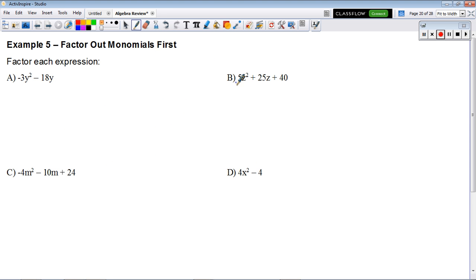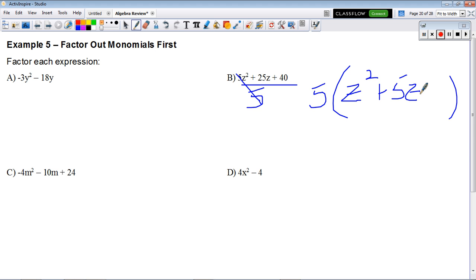If you take a look at part B here, notice that 5 can go into each one of those parts. So when I go to factor out the 5, everything here gets divided by 5. So 5 divided by 5 cancels, and I get z squared. 25 divided by 5 is 5, so this would be plus 5z. And 40 divided by 5 would be 8, so this would be positive 8 there. If this could be factored, I would want to factor that, but if you look at this, you can see that this is a trinomial that can't be factored. So that's just going to stay z squared plus 5z plus 8.